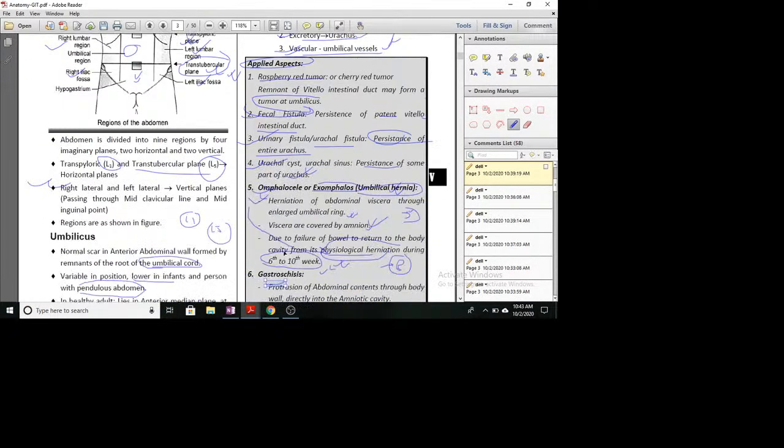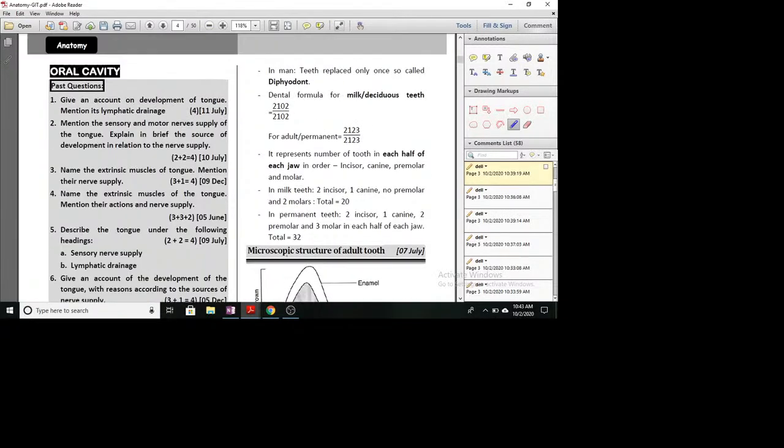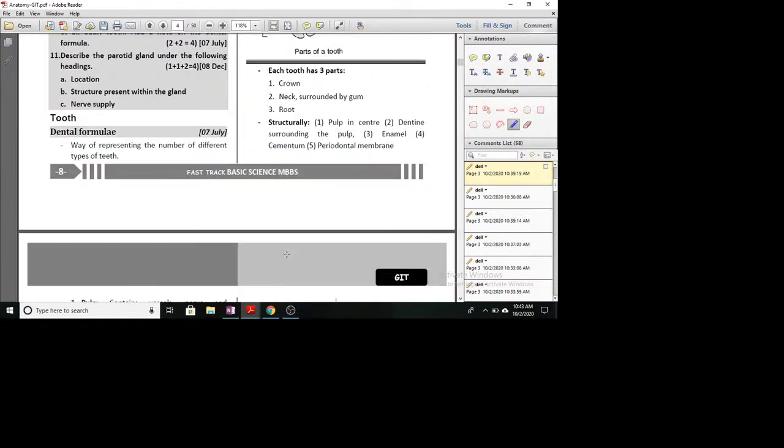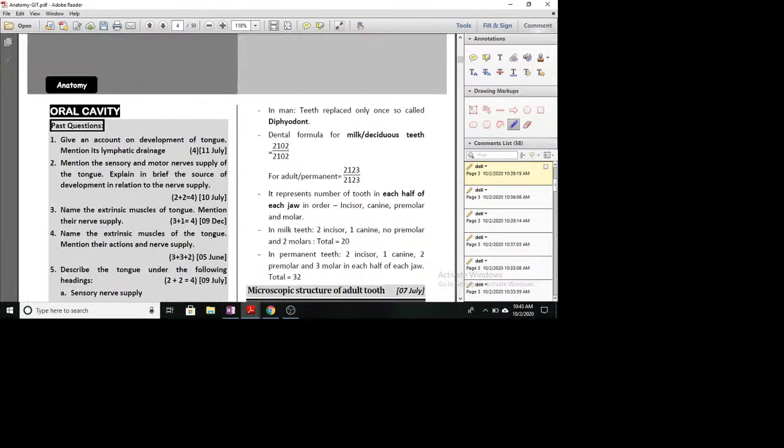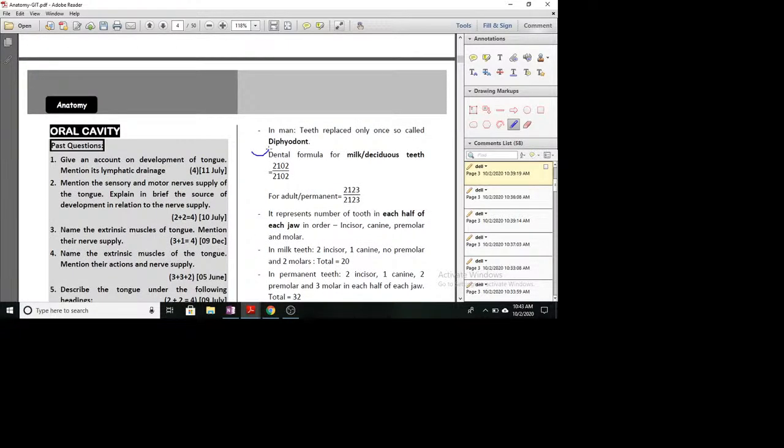So we always talk about the regions of the abdomen, which is a very important topic. Let's talk about the oral cavity and the dental formula. We'll just remember the dental formula in the case of children. It is 2102. So what is 0? What is absent in the case of children? Obviously it is the molar, I guess. This is 2 and this is 3.